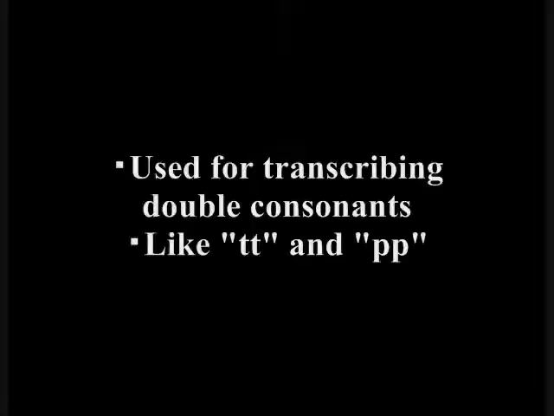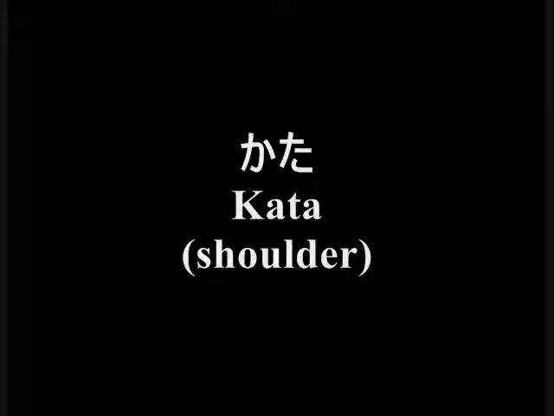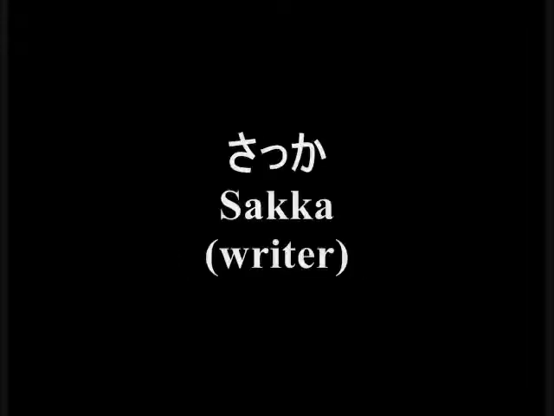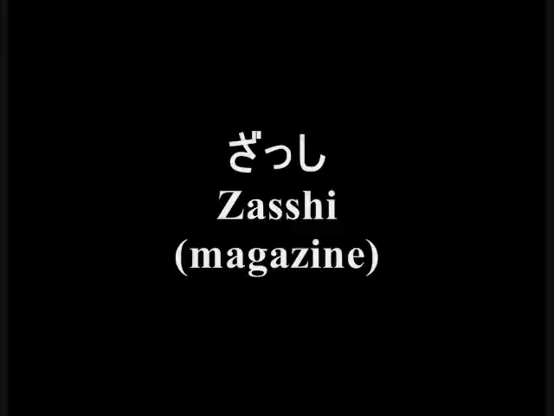There is another small letter tsu, which is used when transcribing double consonants such as tt and pp. For example, katta, won, in relation to kata, shoulder. Sakka, writer. Happa, leaf. Zasshi, magazine.